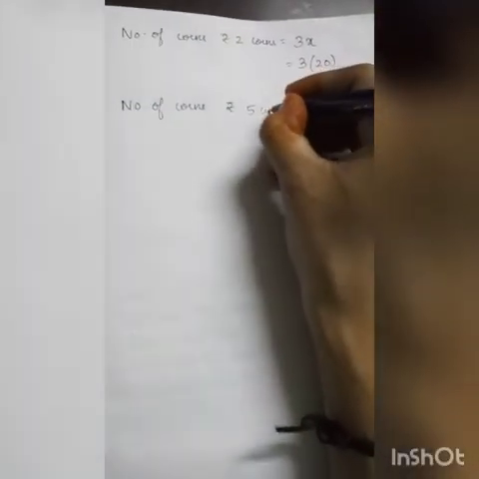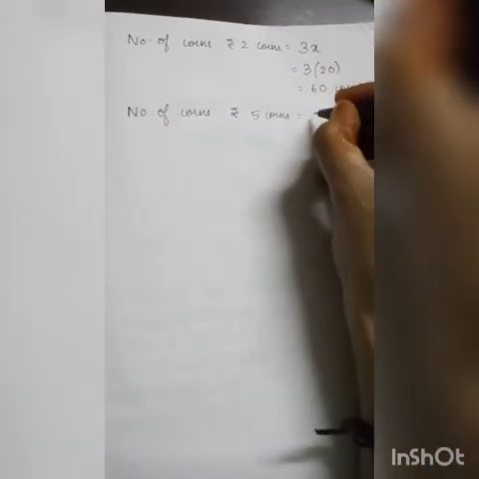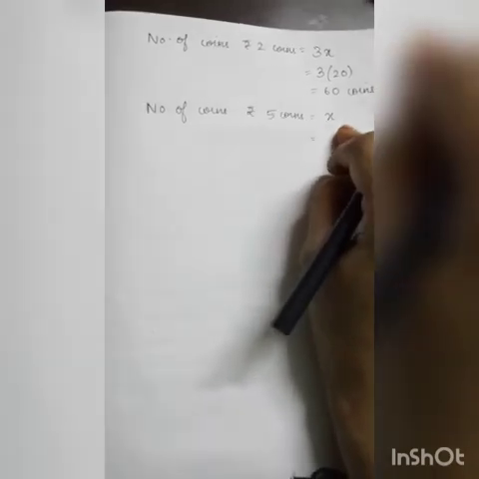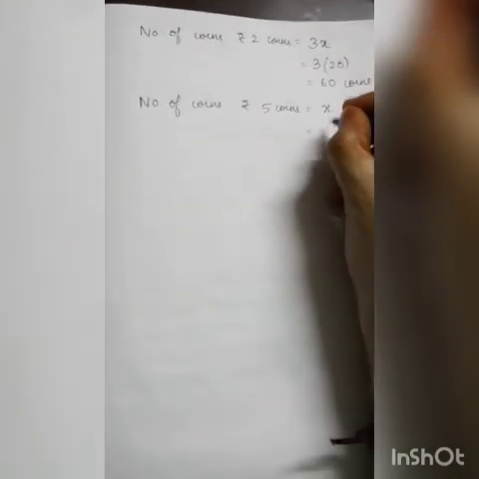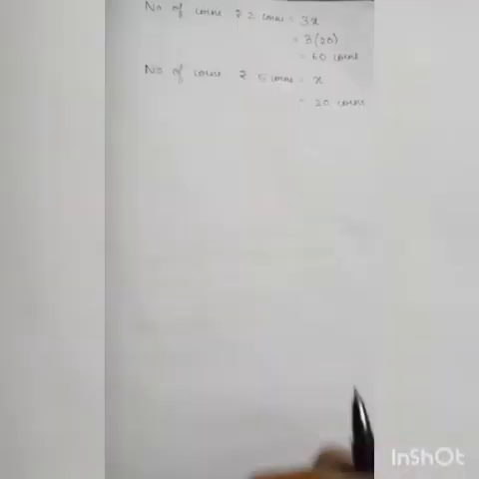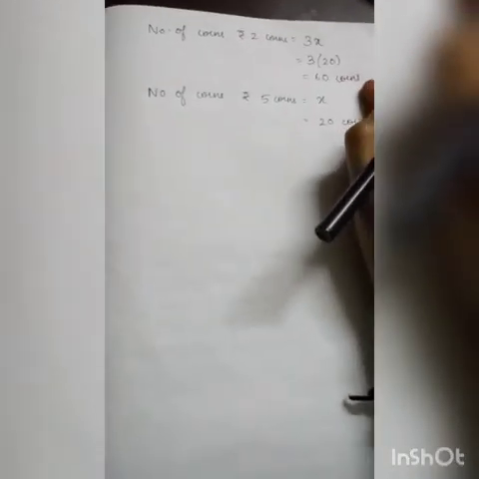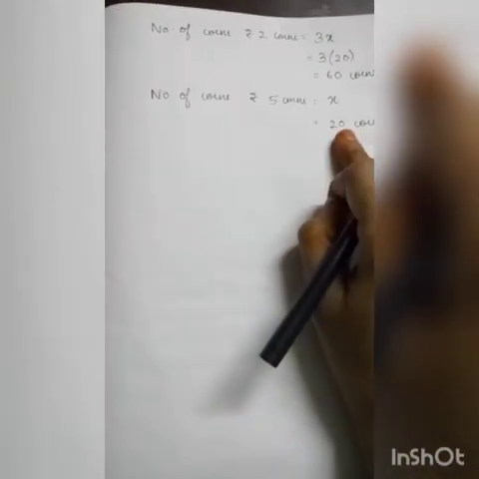Next also we are going to find the number of coins. How many 5 rupee coins are there? x. So how many 5 rupee coins are there? x, and x means 20 coins. So totally 1 rupee coin you have 80 coins, 2 rupee coin you have 60 coins, 5 rupee coin you have 20 coins.